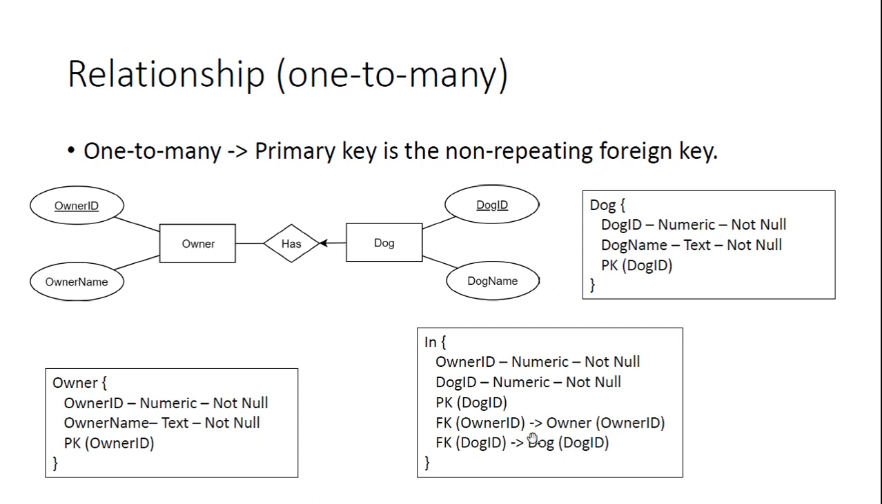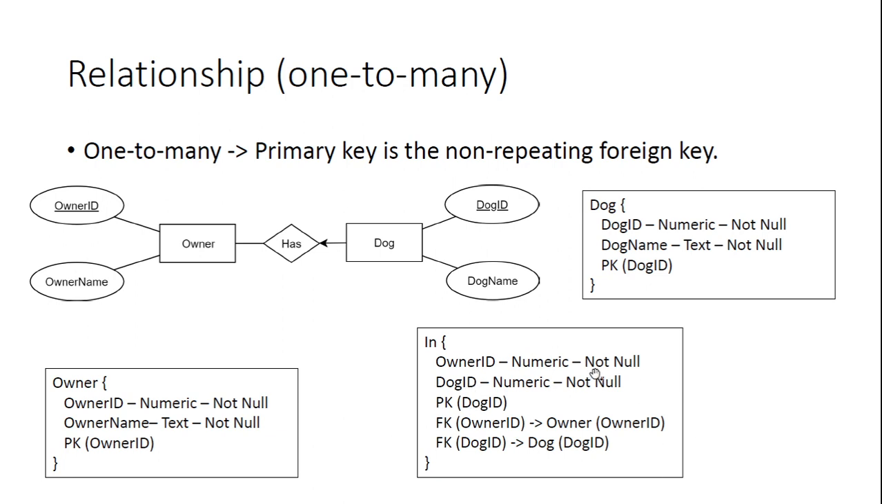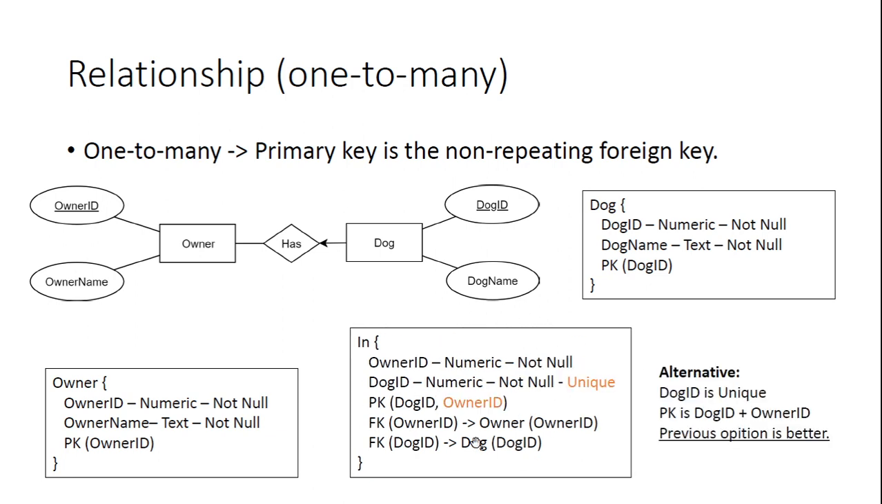And then the primary key of this table is going to be dog ID only. Why? Because dog ID is the non-repeating attribute if we consider this table, if we consider such entries. There is also another option here. We can make the primary key a composite one. So we can say, okay, combination of owner ID plus dog ID is going to be our primary key. But then we need to say that dog ID is going to be unique. So the first setup is the better one, but there is an alternative.